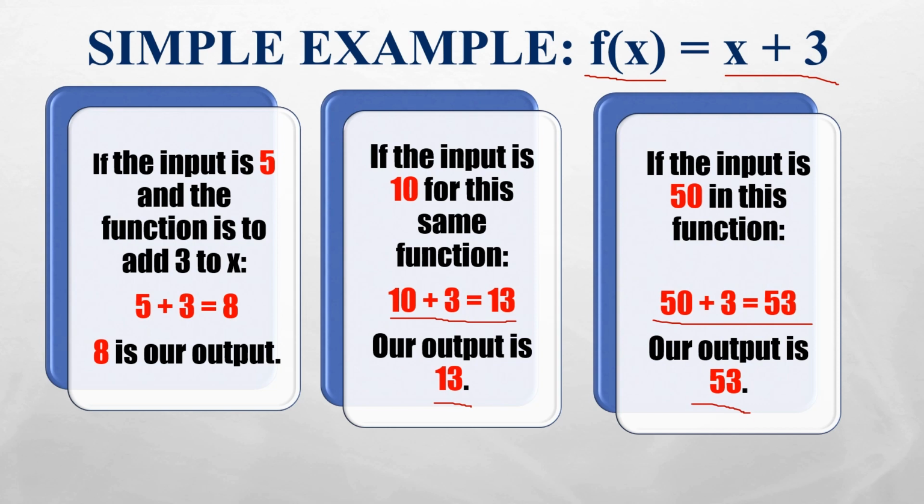So when x equals 5, we get 8. 5 is our x value, 8 is our y value. Here we get 10 as an input, which is x, and our output, y, is 13. Our input, say 50, into that function gives us a y value of 53. Very simple, I hope.